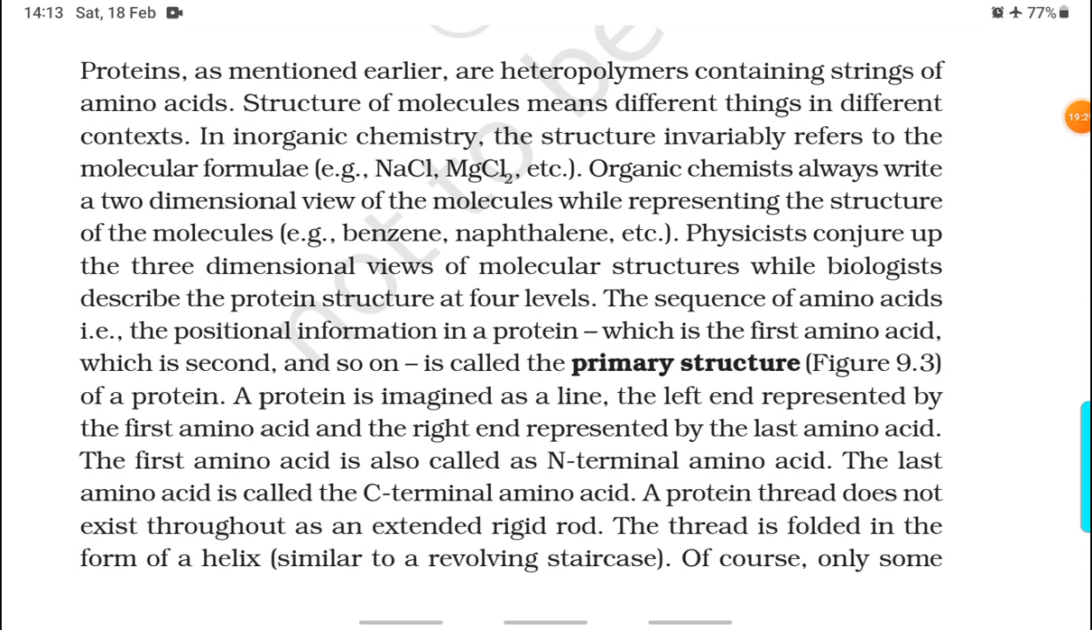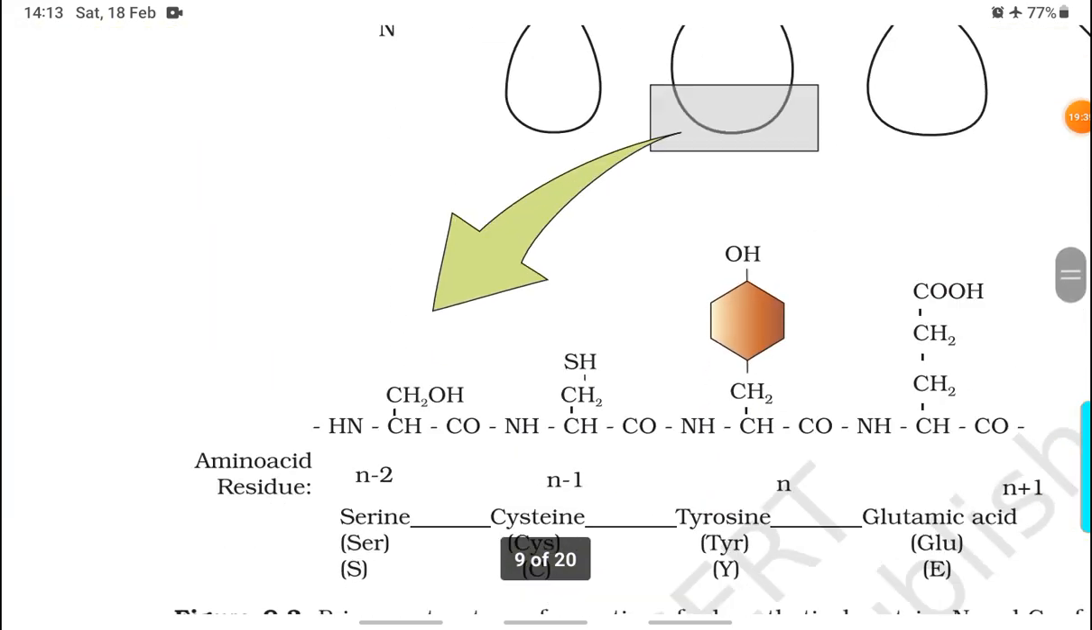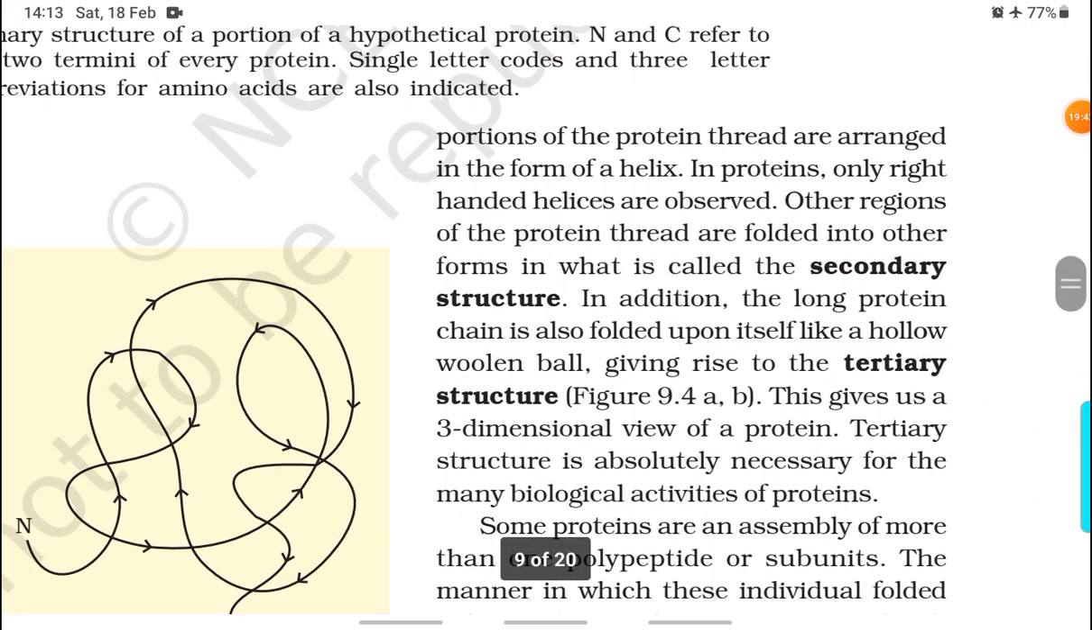A protein thread does not exist throughout as an extended rigid rod. The thread is folded in the form of a helix, similar to a revolving staircase. Of course, only some portions of the protein thread are arranged in the form of a helix. In proteins, only right-handed helices are observed. Other regions of the protein thread are folded into other forms in what is called the secondary structure.